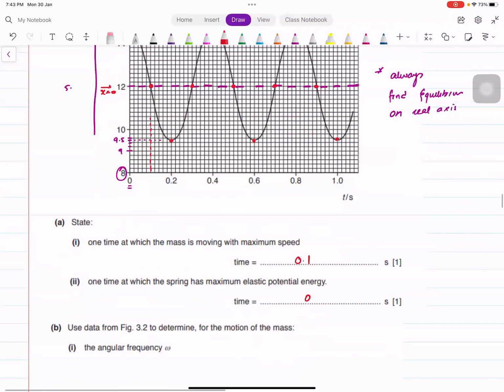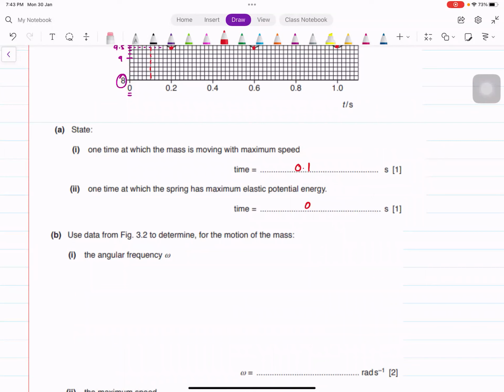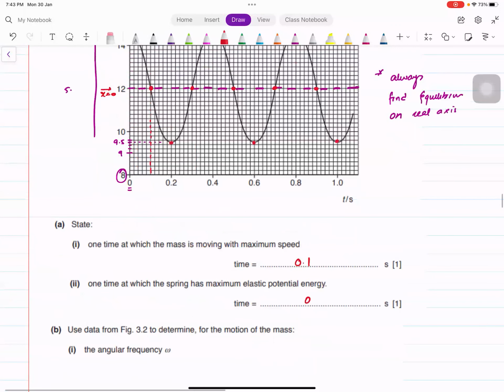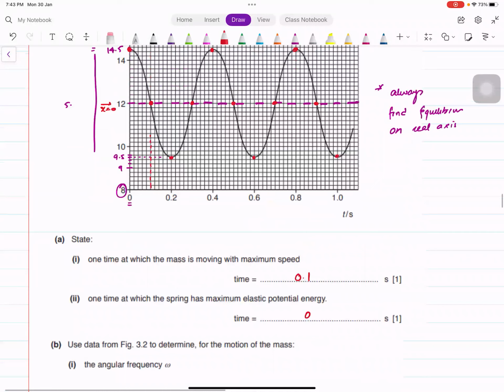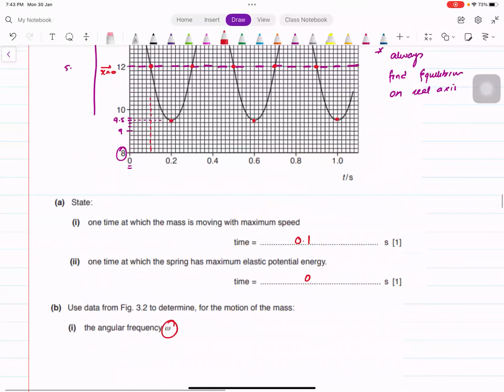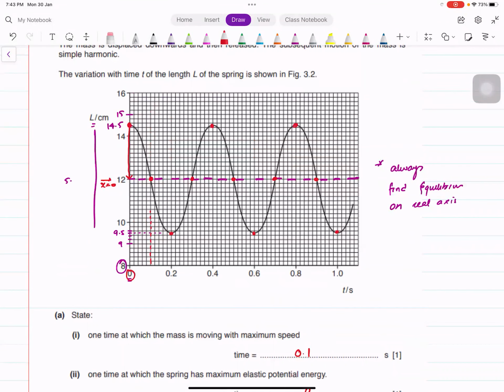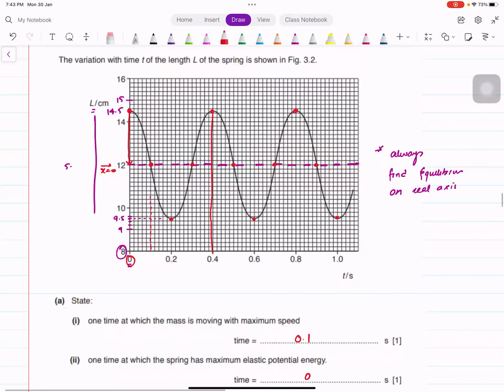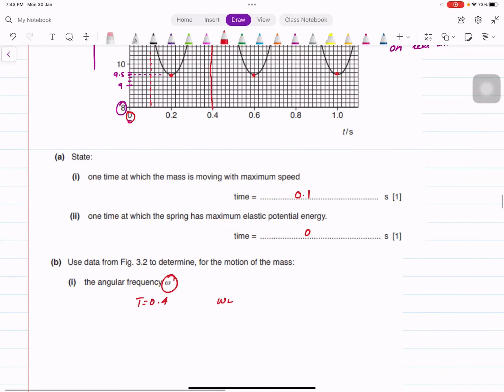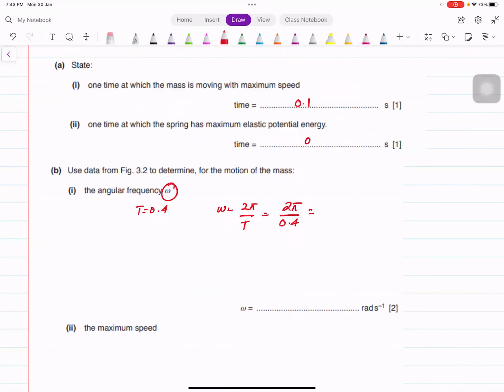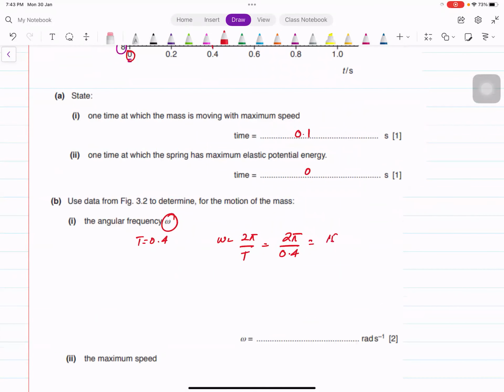Then it says use the data in the figure to determine the motion of the mass. So frequency, right? We want to find omega. It starts from here, which is 0, and the next time the same comes is here, which is 0.4. So the time period is 0.4. You do omega equals 2 pi by T, so 2 pi over 0.4. What do you get? 15.7 radians per second. You just write it. You can also write 16 if you want to.